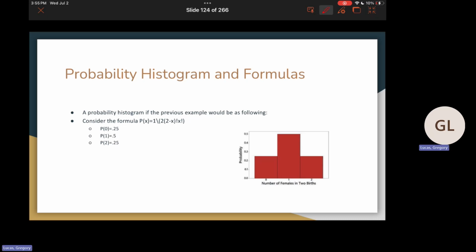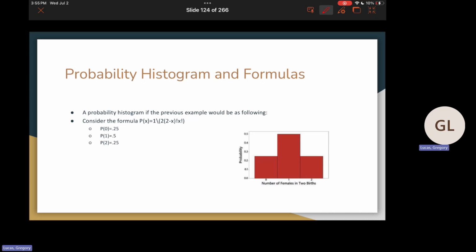We can also look at this as a histogram as well. A probability histogram of the previous example would be the following. We take the probability, and we're going to use this really messy equation to find it. It's a little easier to do it by technology. But it is 1 divided by 2 times (2 minus x) factorial times x factorial. I'll do one example here.